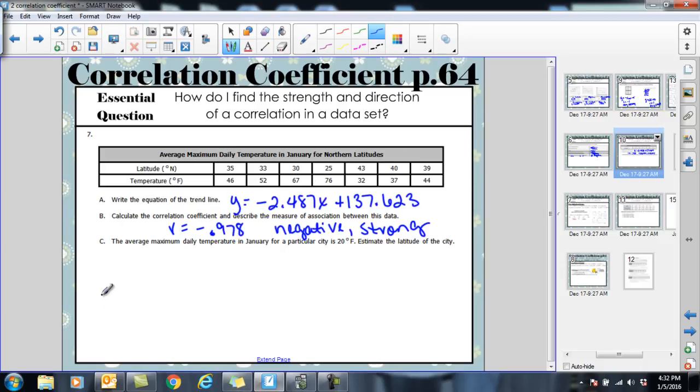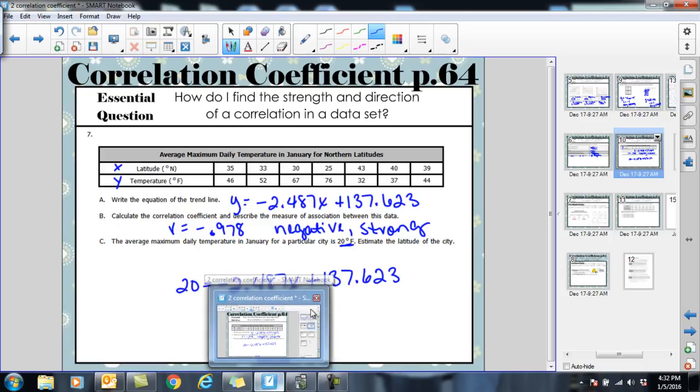Now, part C says the average maximum daily temperature in January for a particular day is 20 degrees. We want the latitude of the city. Well, this is your Y value because that's where I put it. This was X and this was Y. So I'm going to have to say 20 is equal to -2.487x plus 137.623. And I'm going to have to solve this equation. So I'm going to subtract 137.623 from both sides.